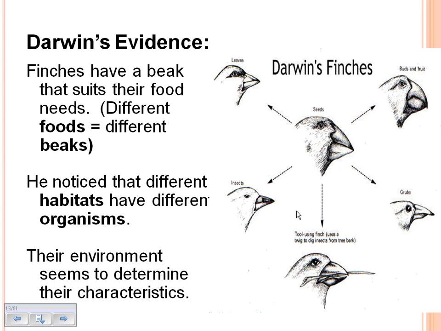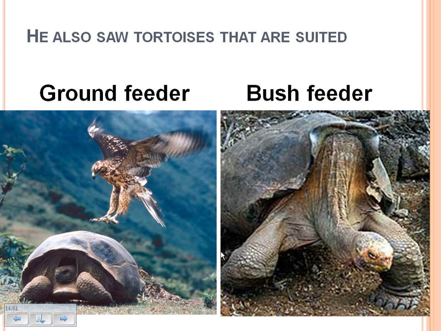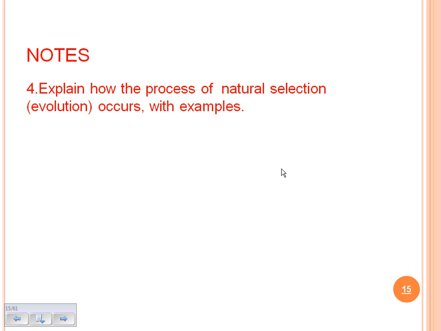When the birds were separated, those that were best suited to eat insects, that trait for that beak was passed on to the offspring. Those that did not have this type of beak might have found it more difficult to eat the insects, and they either had to leave or they died. And either way, the trait left the gene pool. So here's another example of tortoises that were better suited for the environment. Here was a ground feeder and here's a bush feeder. Different characteristics that fit whatever they decided to eat.